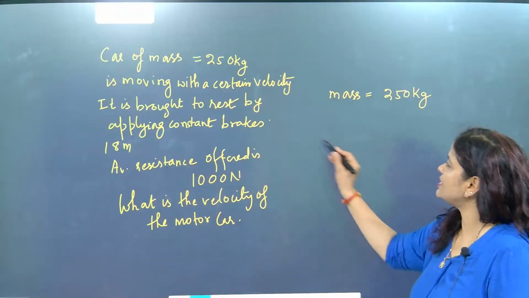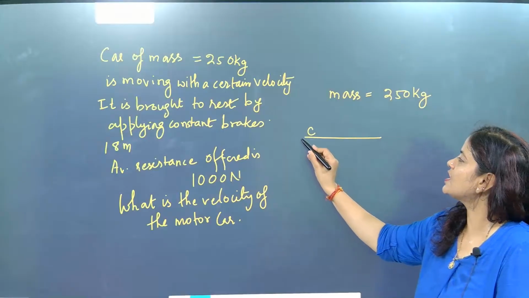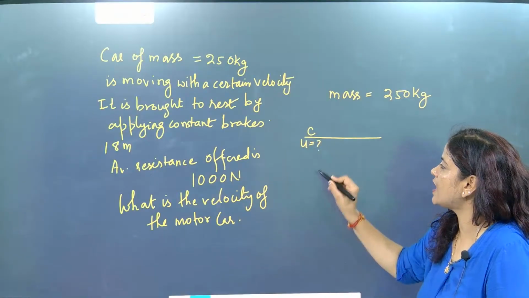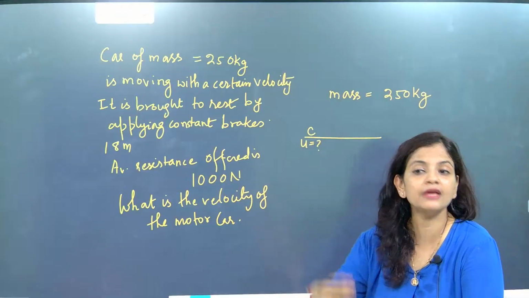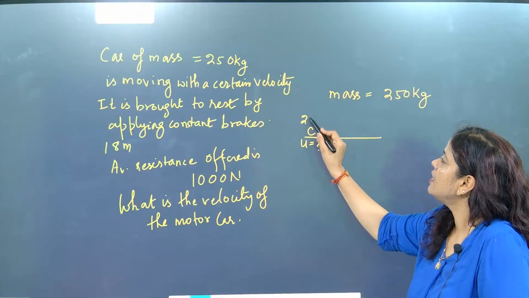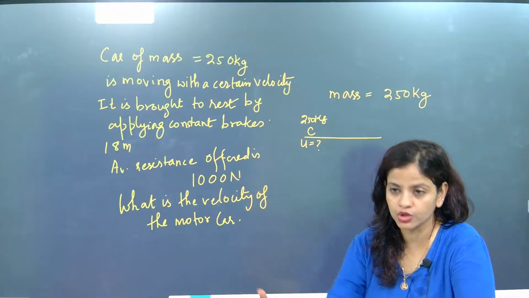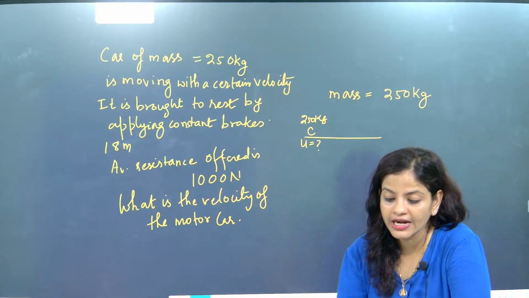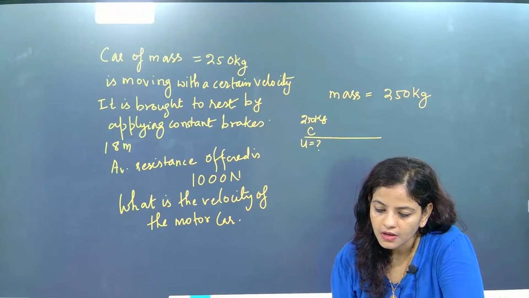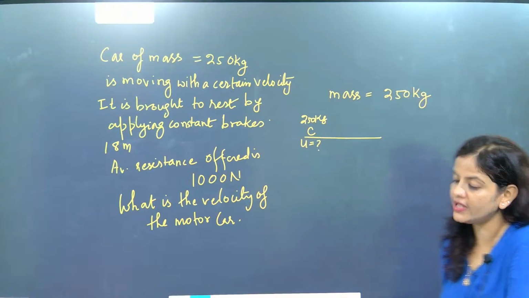Understood? So if the car is exactly here and the velocity of the car is u, it is not zero. We don't know the velocity of the car, but we started applying brakes. What is the mass of the car? 250 kg. And now we started applying force. Here the force is a retarding force. Very good, beta.